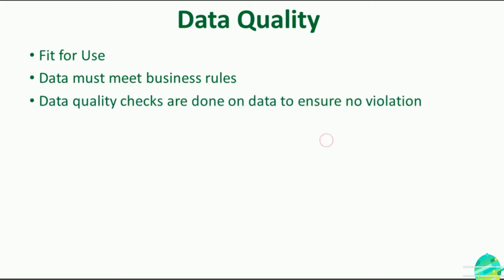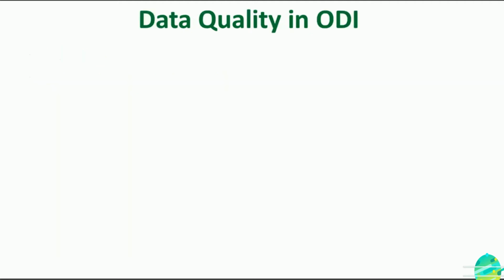How do you define data quality? Data quality is defined based on how fit it is for you. Data must meet predefined business rules. Data quality checks are performed to ensure that data meets those business rules and there are no violations. Let's understand how data quality control is performed in ODI.